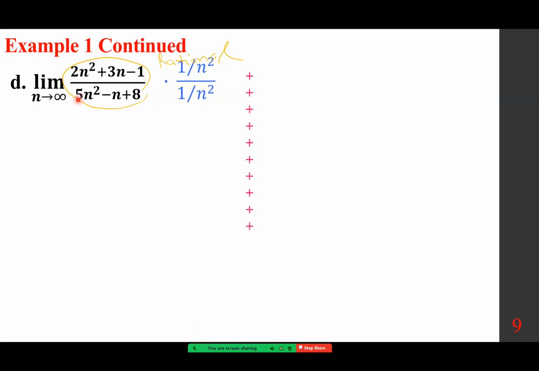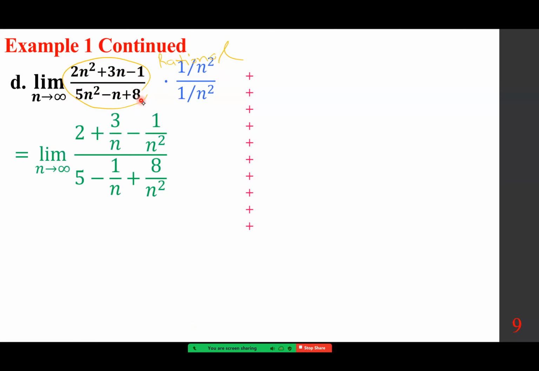This becomes 2, this becomes 5. This becomes plus 3 over n, this becomes minus 1 over n. This becomes minus 1 over n squared, this becomes 8 over n squared. And each and every one of those, with the exception of 2 and 5: 3 over n means 3 over infinity, which goes to 0. Minus 1 over n squared means minus 1 over infinity squared, that goes to 0. This goes to 0, 0, 0. After we apply this, the answer is 2/5.